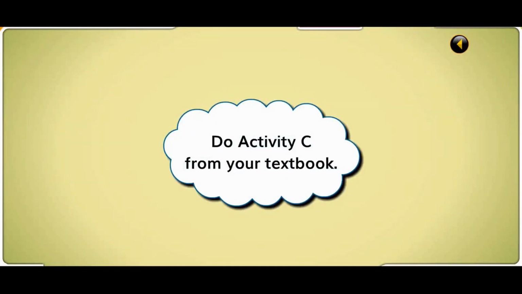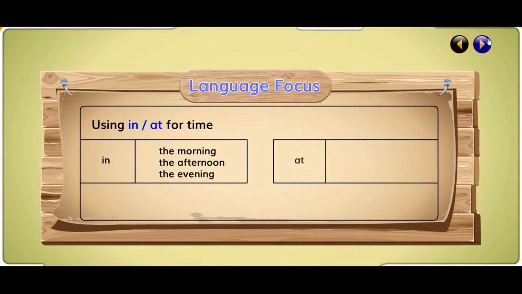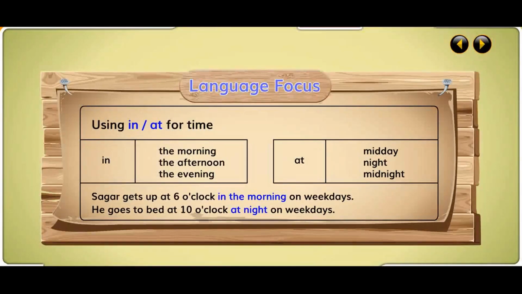Do activity C from your textbook. Using in or at for time. In the morning, in the afternoon, in the evening, at midday, at night, at midnight. Sagar gets up at 6 o'clock in the morning on weekdays. He goes to bed at 10 o'clock at night on weekdays.